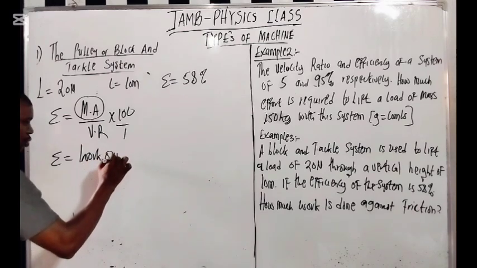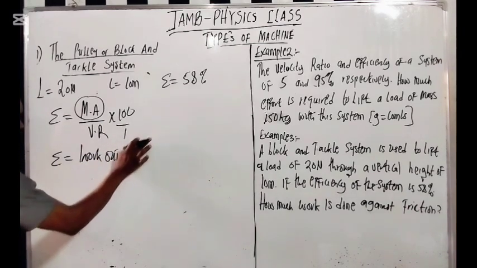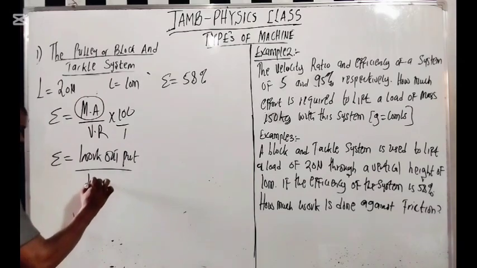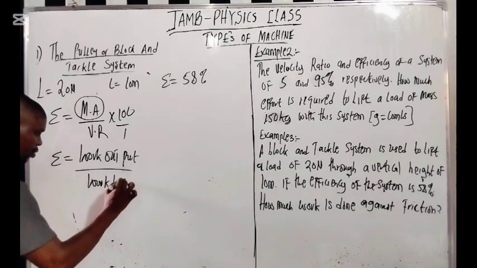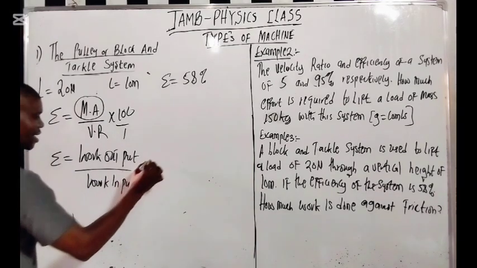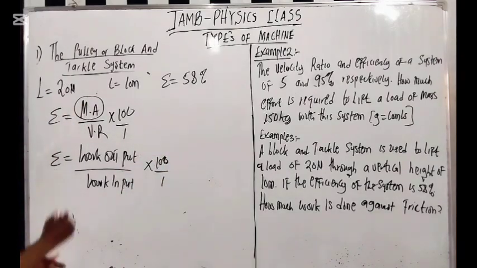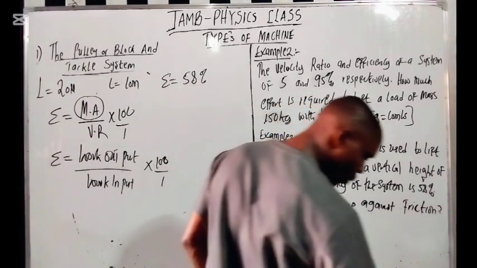Work output over work input, times 100 over 1. Okay, so this is the formula we are going to use here: efficiency equals work output over work input times 100 over 1.